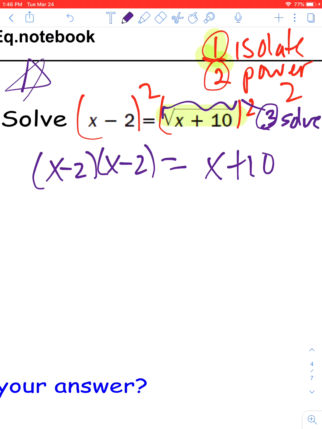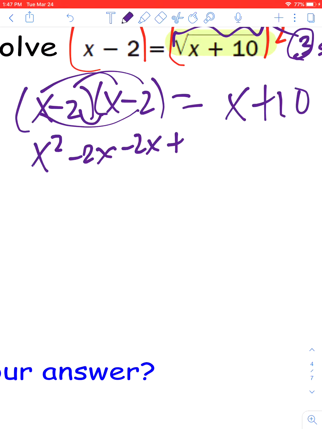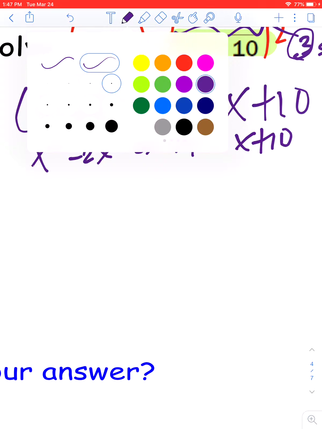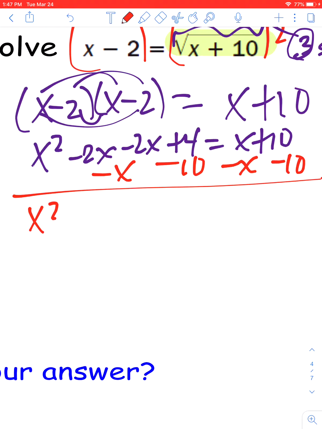Are you ready? On the left, I have to FOIL. First, outer, inner, last. Friends, this made this a quadratic. In order to solve a quadratic, it has to equal 0. So I'm going to subtract x from both sides and subtract 10 from both sides. This gives me x squared. When I combine those, I get a negative 5x. And when I combine the 4 and the negative 10, I get a negative 6.